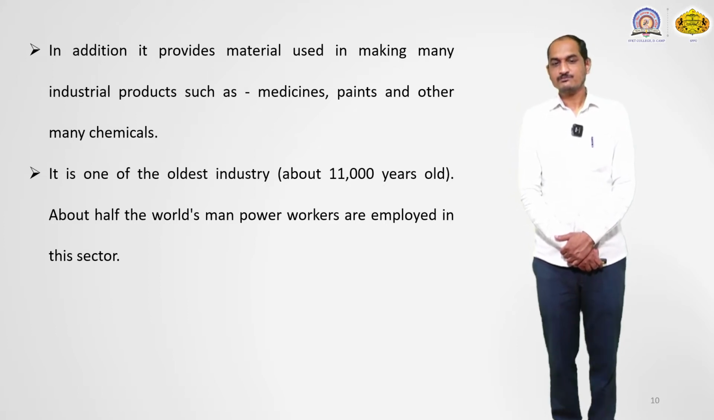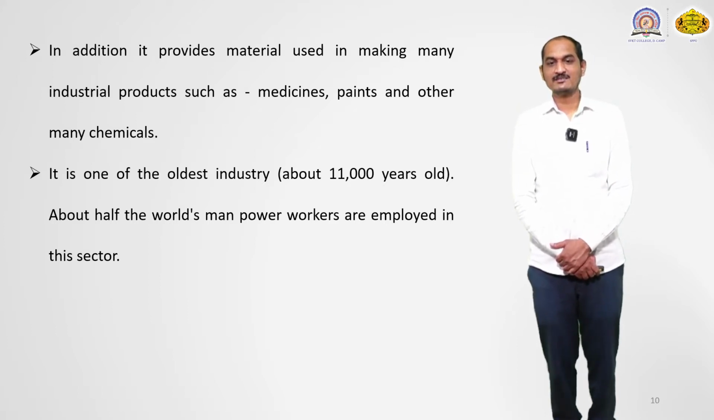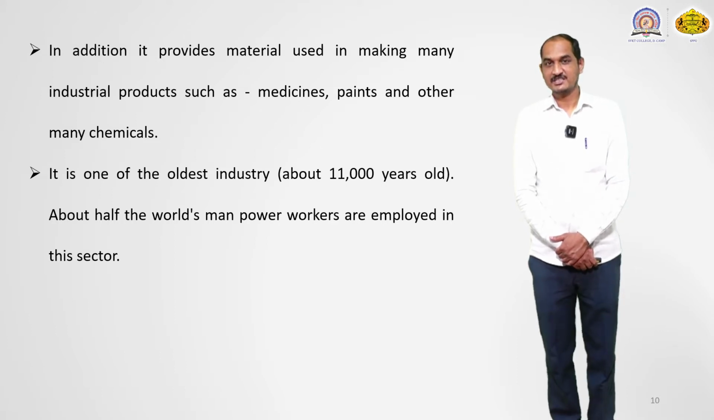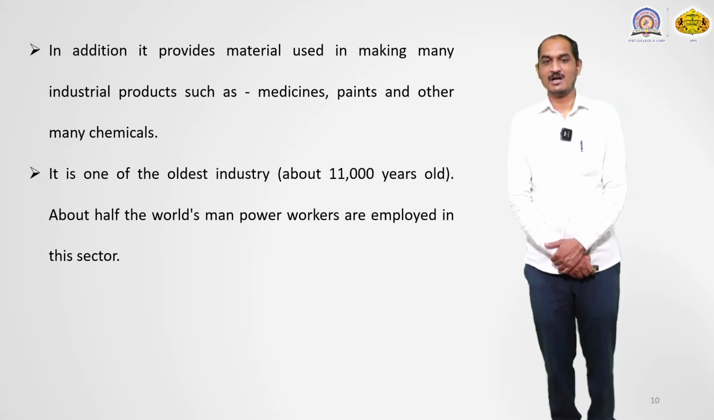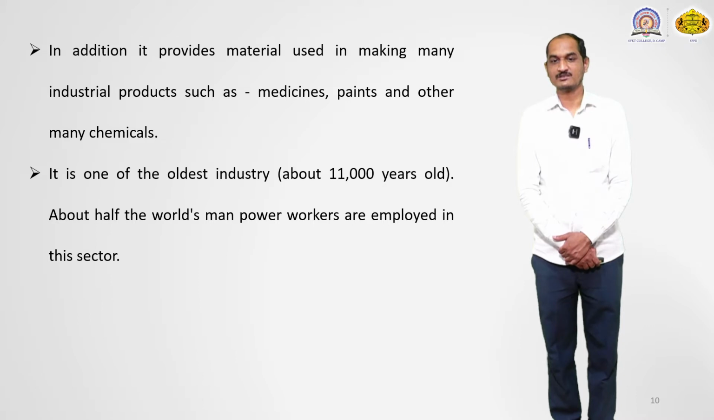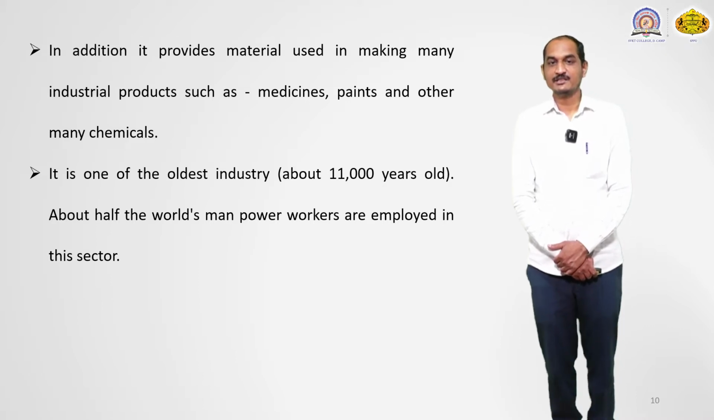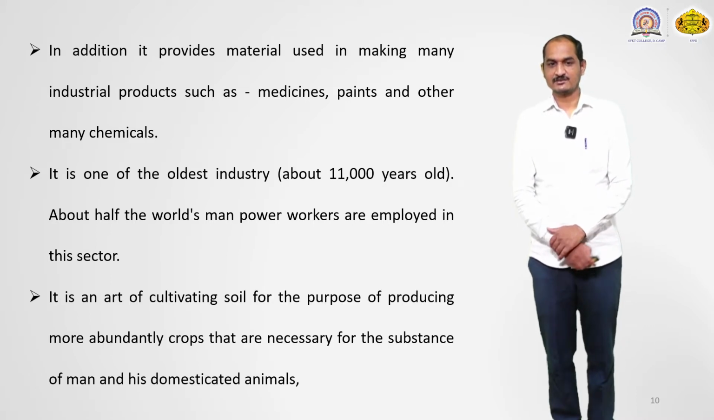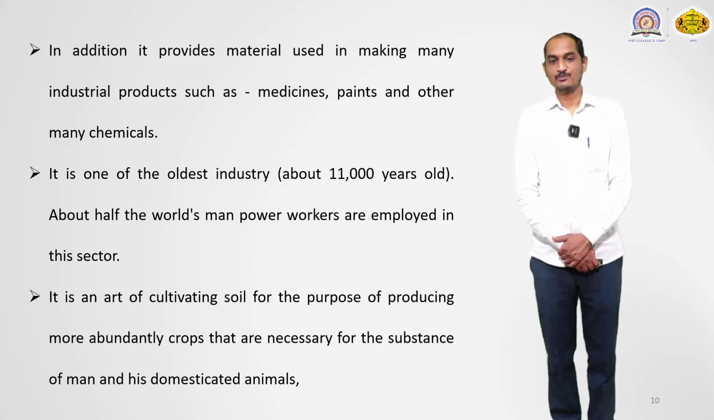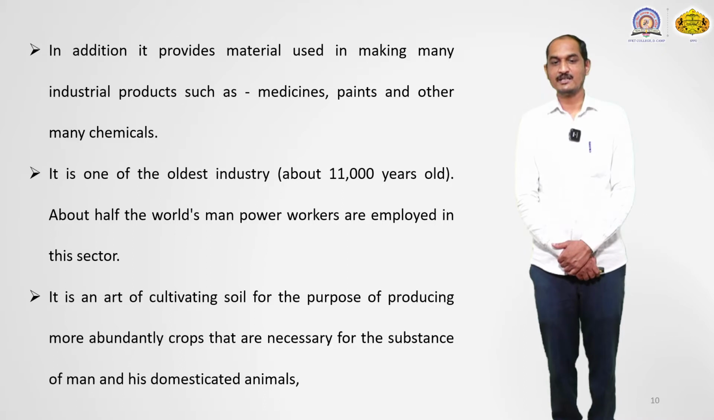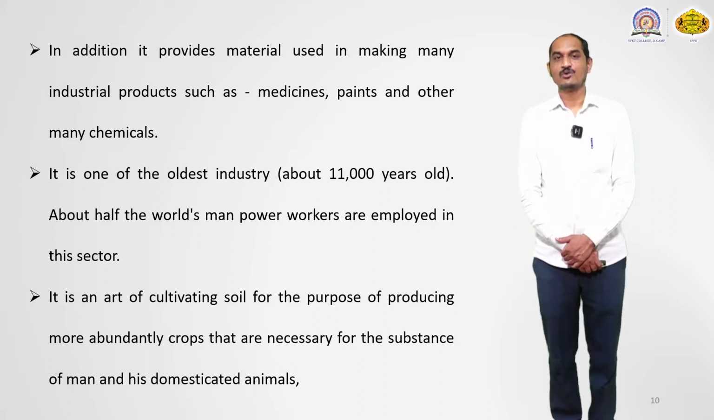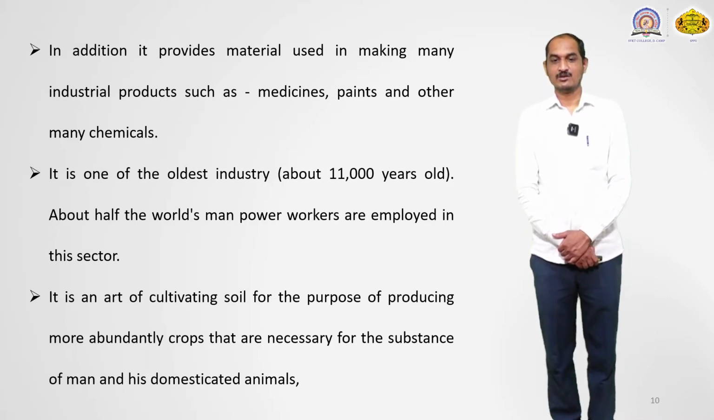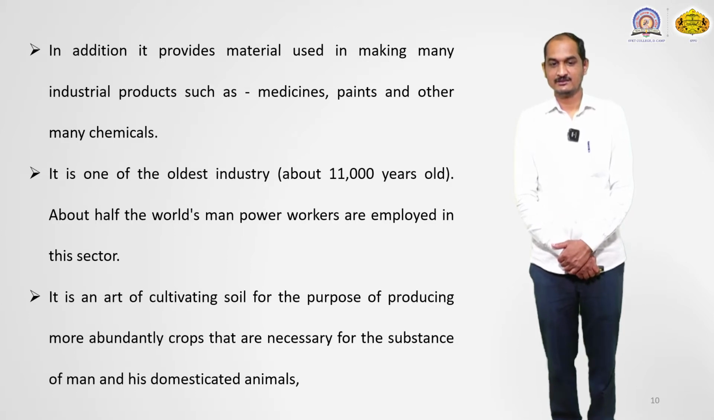Okay. So we know that it is one of the oldest industries. The agriculture industry is a very old industry. About half of the world's manpower is employed in this sector, the agriculture sector. It is an art of cultivating soil for the purpose of producing more abundant crops that are necessary for the sustenance of man and his domesticated animals.